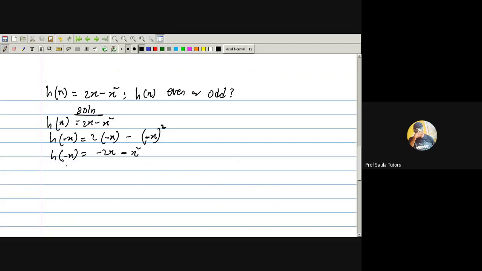H of minus x. If you observe, my h of minus x is the same thing as factorizing minus outside from here. What do you have? 2x.